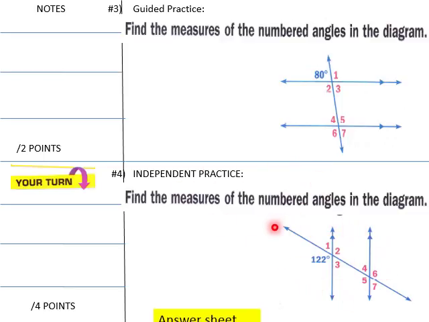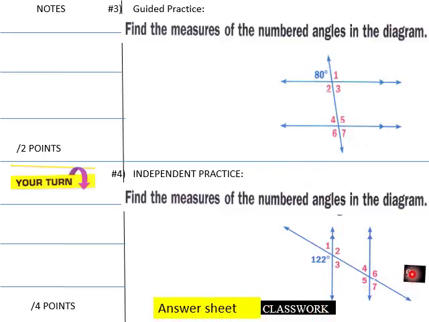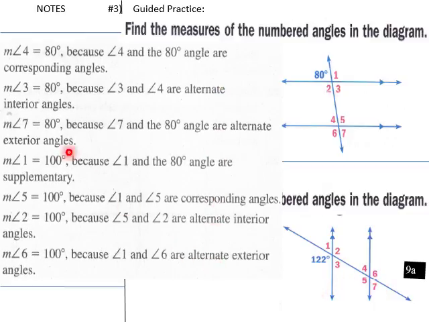Students, this is yours here, so you have a little bit different situation. Page 9, your classwork. So our solution here: for this diagram, 4 is 80, 3 is 80, 7 is 80, 1 is 100. So you have linear pairs here going on, and you have alternate angles and corresponding angles. See angle 3 and 4 alternate interiors, 7 alternate exteriors. Do they use corresponding? They do. 1 and 5 are corresponding.